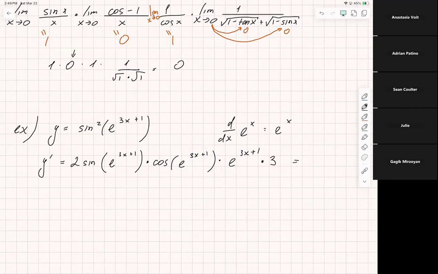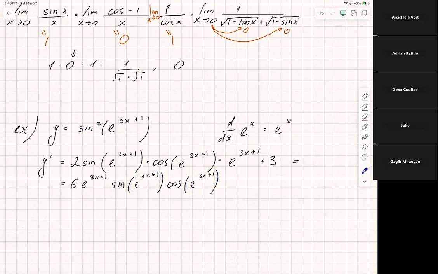Now we make it a bit more simplified. We take the 3 to the front. We have 3 times 2, that's 6. It's probably a good idea to keep the e also in the front. So e to the power of 3x plus 1, and then just rewrite sine and cosine: sine of e to the power of 3x plus 1, cosine of e to the 3x plus 1. Keep in mind that these are arguments.